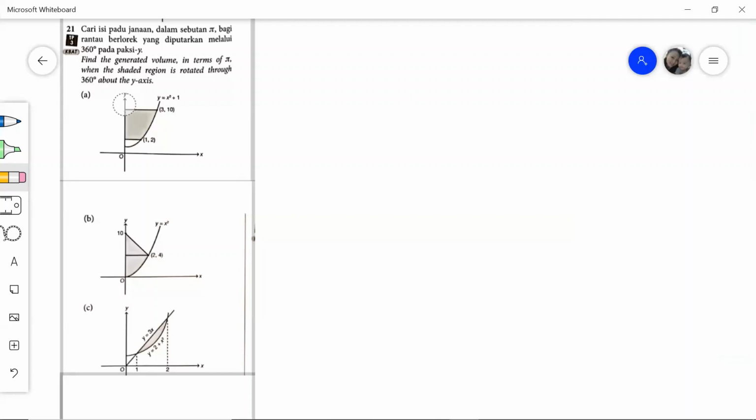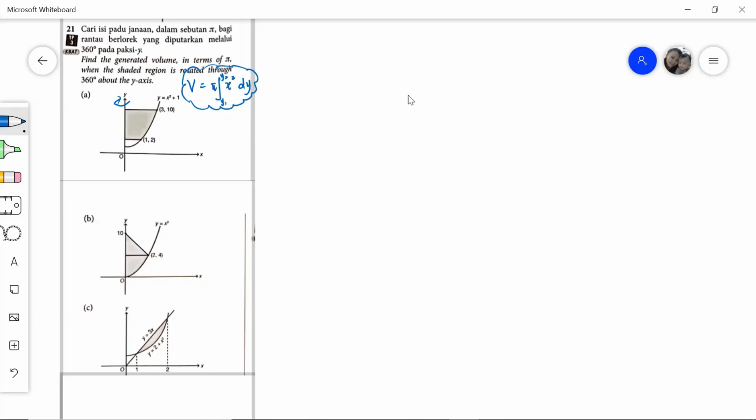If it is revolving about the y-axis, the formula used will be with respect to dy. Therefore, the subject must be x squared. So pi integrate from y1 to y2 of x squared dy. This will be the formula used.